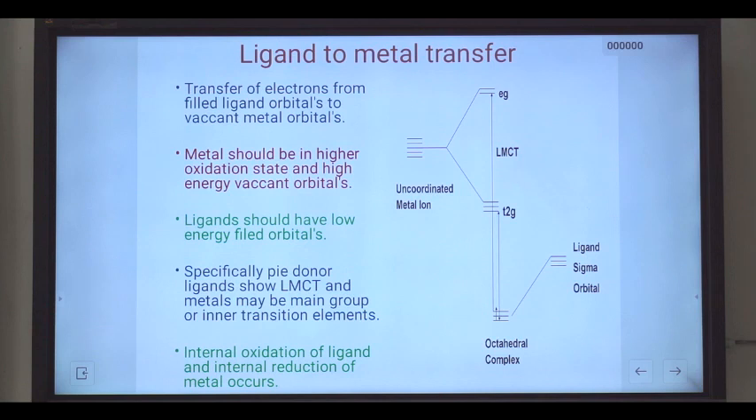Like in this diagram, on the left side is an uncoordinated metal ion having the d orbital, that is the degenerate orbital, T2g and Eg. It splits into T2g at the lower level, which is a triply degenerate orbital, and Eg is the doubly degenerate orbital at a higher level. And at the bottom of the screen there is the octahedral complex, and that is of the ligand sigma orbital.